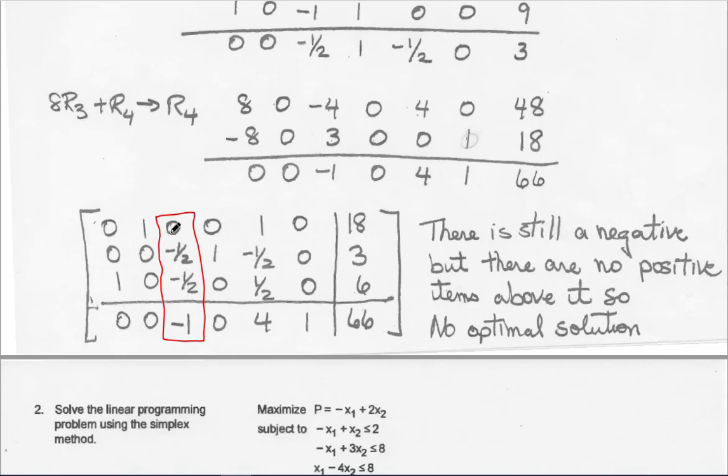But each of the elements here is 0 or negative. That led us to the branch that says stop. There is no optimal solution. Yes, I know that's frustrating. We did all of that work just to find out that the answer is there's no answer.